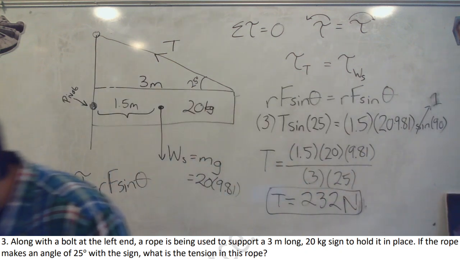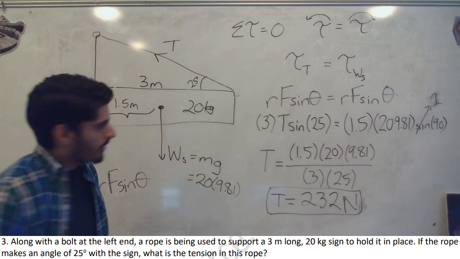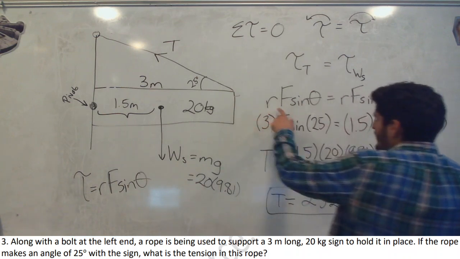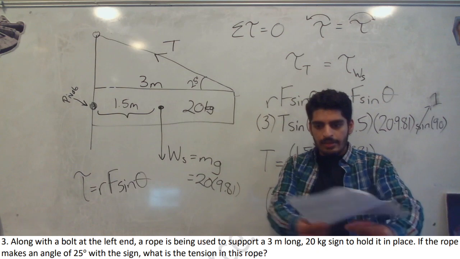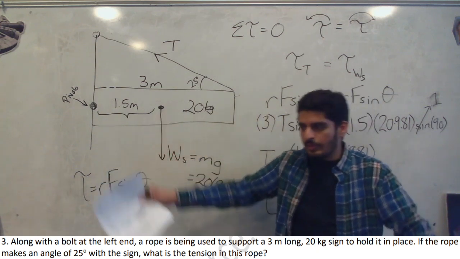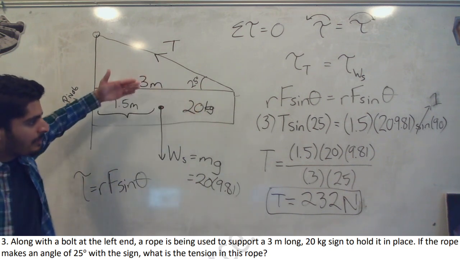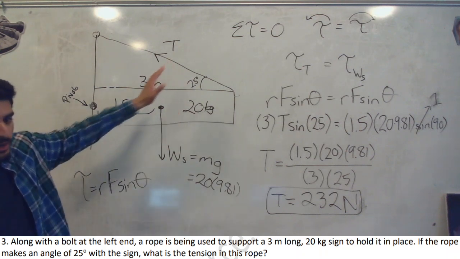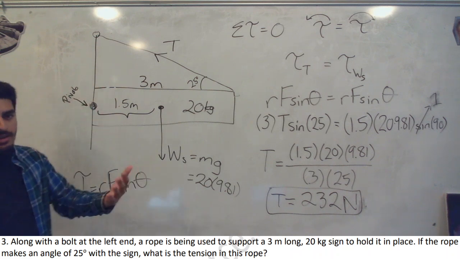We have a comment. Could you please explain why R for the rope is 3 and not 1.5? Sure thing. So this R stands for radius, and the radius of anything is the distance from the center of your circle to the outer edge of your circle. If you think about it, this sign, hypothetically, would be able to rotate 360 degrees all the way around that pivot point. That's why we picked that as our pivot point, because it's the center of its rotation.